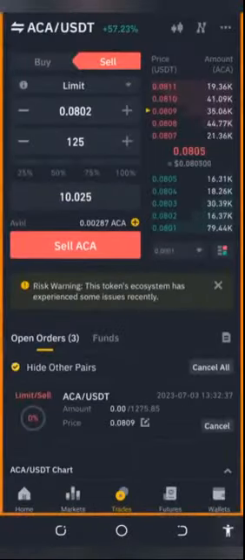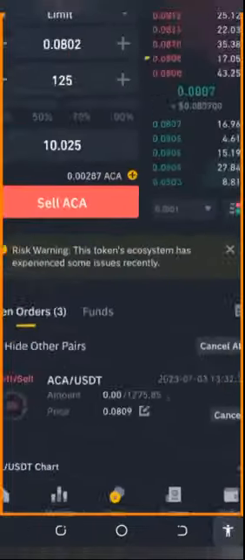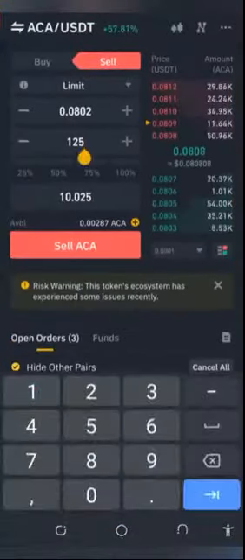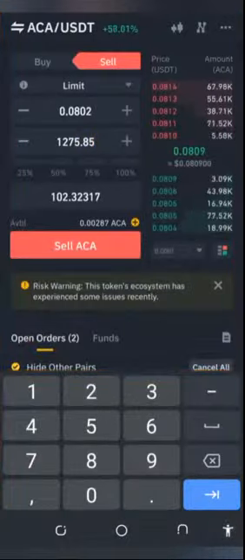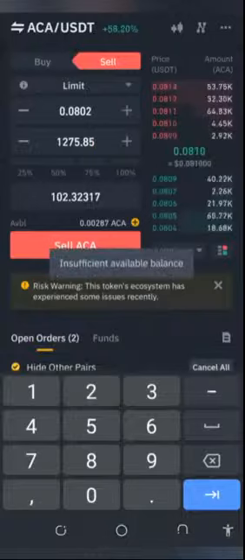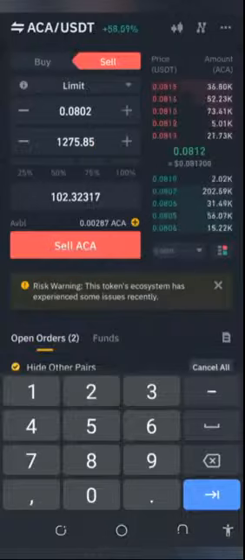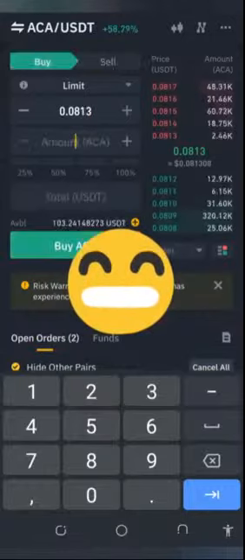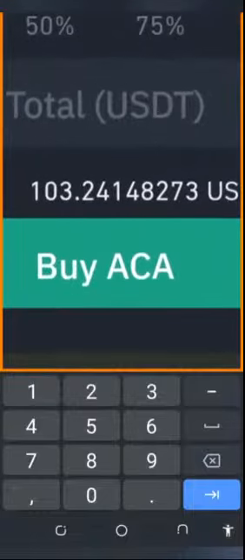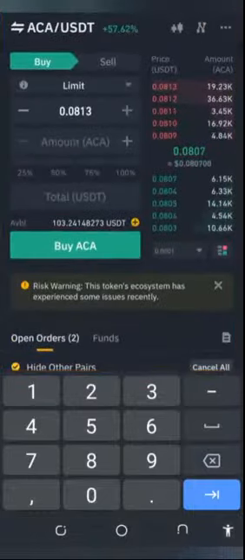Let's see. We're talking about 1275.85. We're currently in profit. I'm cashing out. I am cashing out. Oh my God. I think we have hit it. Wow. Oh my God. Let's see. Oh my God. Can you see? This is what I call the sweet trade.